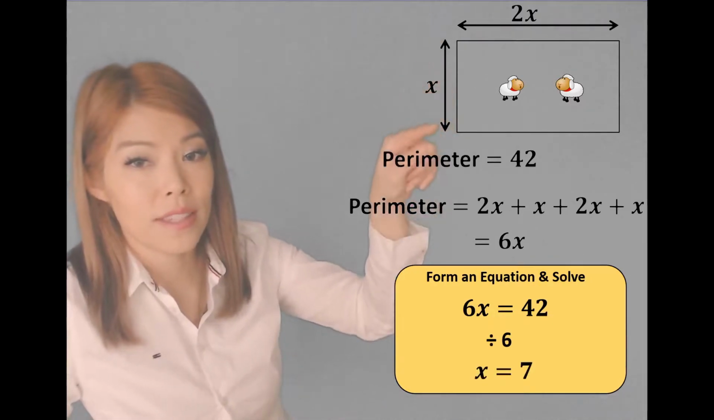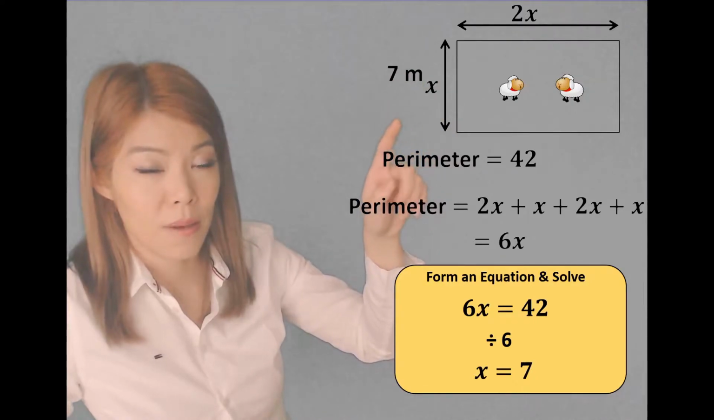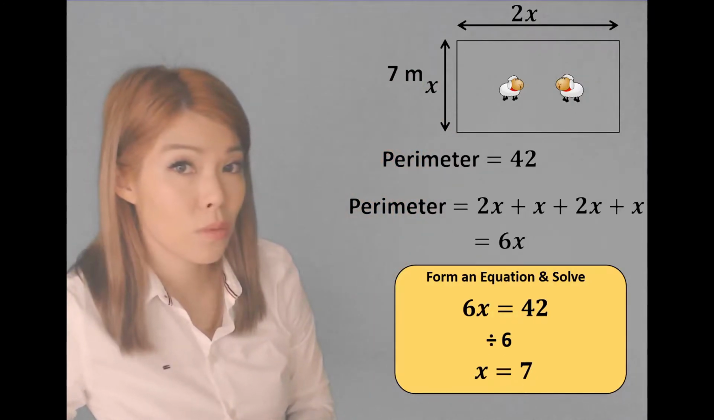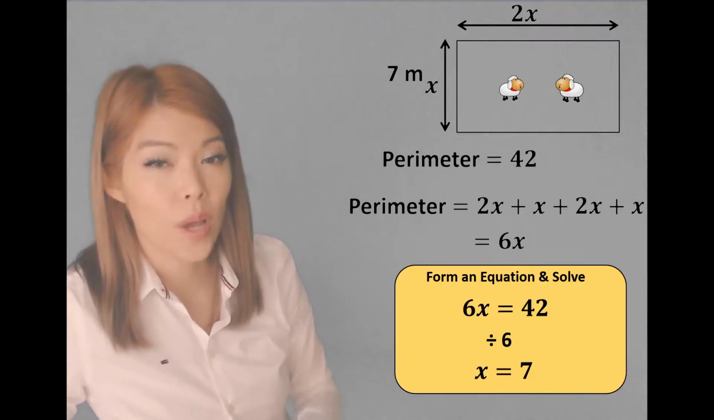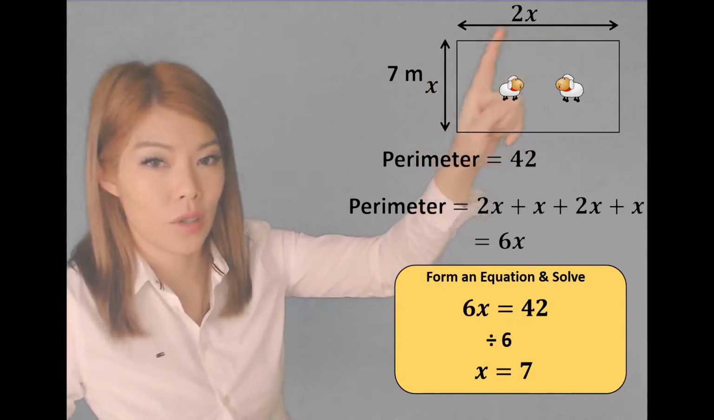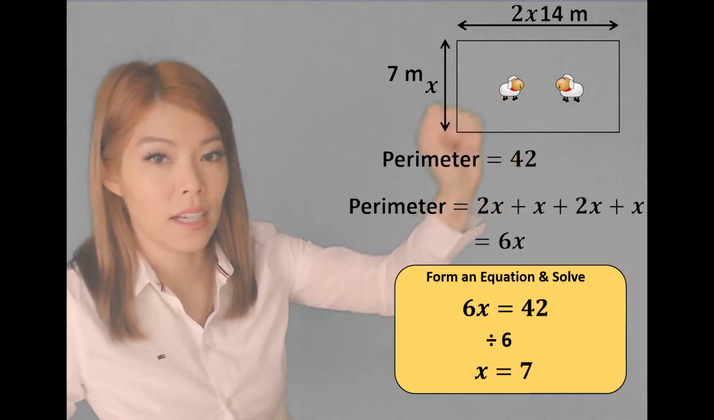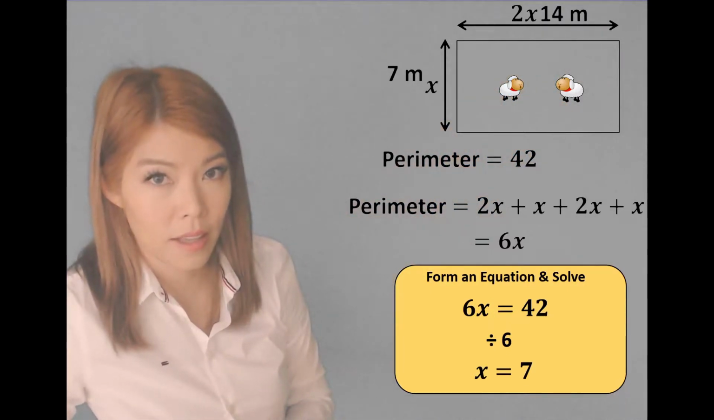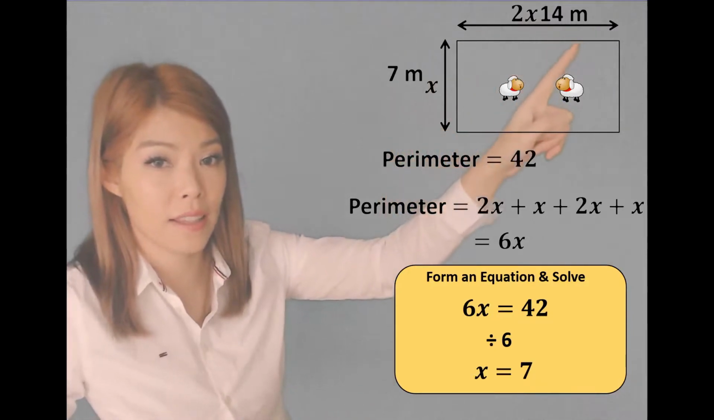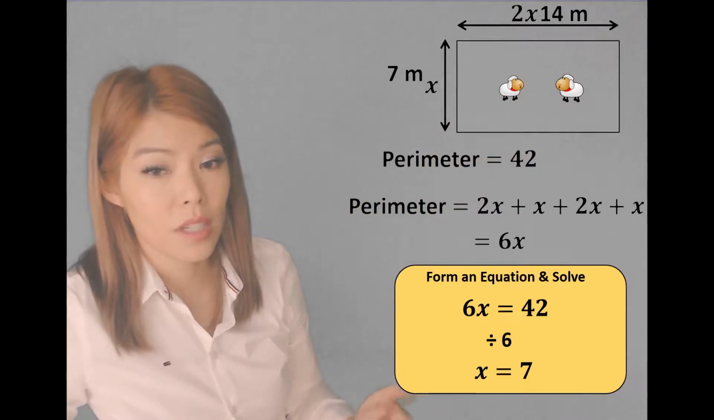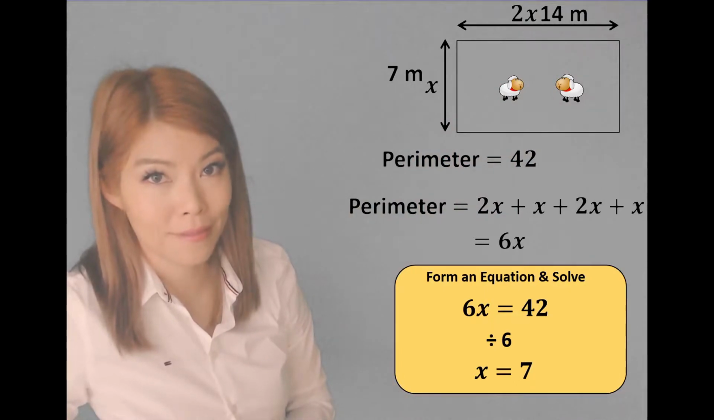So now we know this side is equal to 7 meters, but we haven't answered the question. The question was asking for the dimensions. So we have to make sure that we plug x into the length. So 2 times 7 is 14. So the length is 14 meters. So always remember to read the question one more time to make sure that you've answered the question, because sometimes just finding what x is not enough.